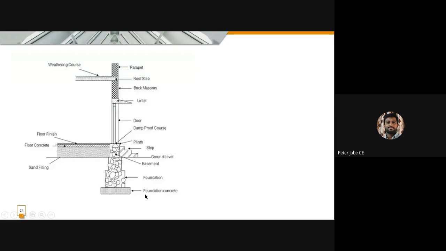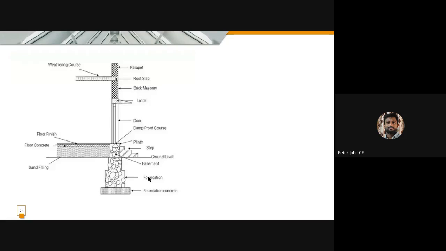But this will not be a reinforced concrete. It will be just a plain cement concrete, where we won't provide any steel bars in it. It will be just plain cement concreting, and above that we'll provide a foundation. So if we are going to construct a home or a house or a small residential building, we will use this random rubble. Random rubble means we'll use stone as our foundation material.